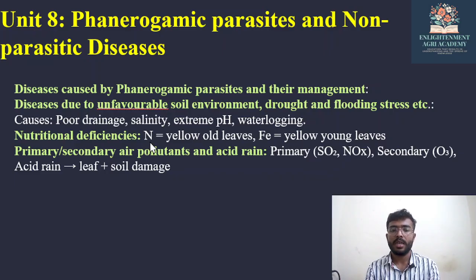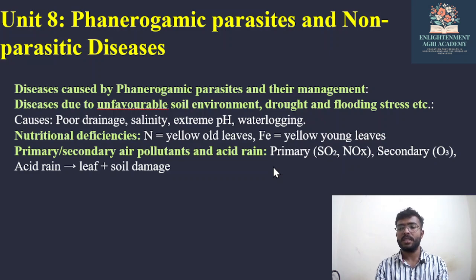Now the primary and secondary air pollutants, acid rain. Primary air pollutants such as sulfur dioxide, nitrous oxide. Then secondary are ozone, acid rain, leaf plus soil damage. How does the acid rain form?